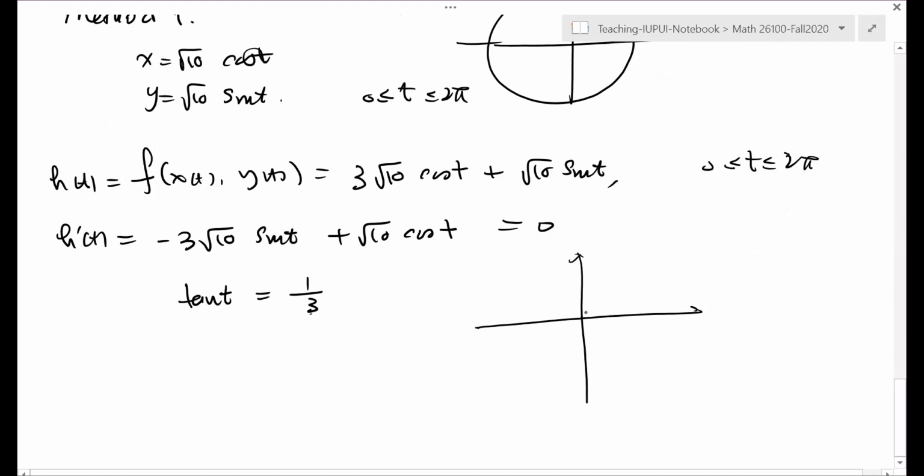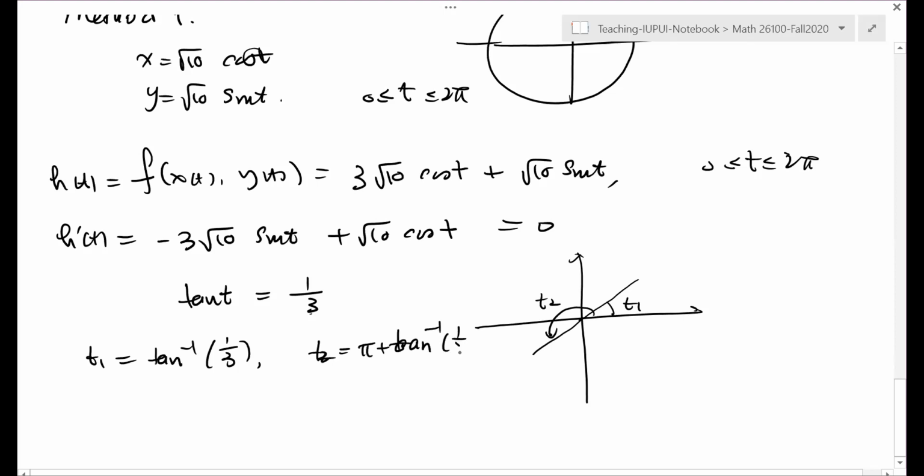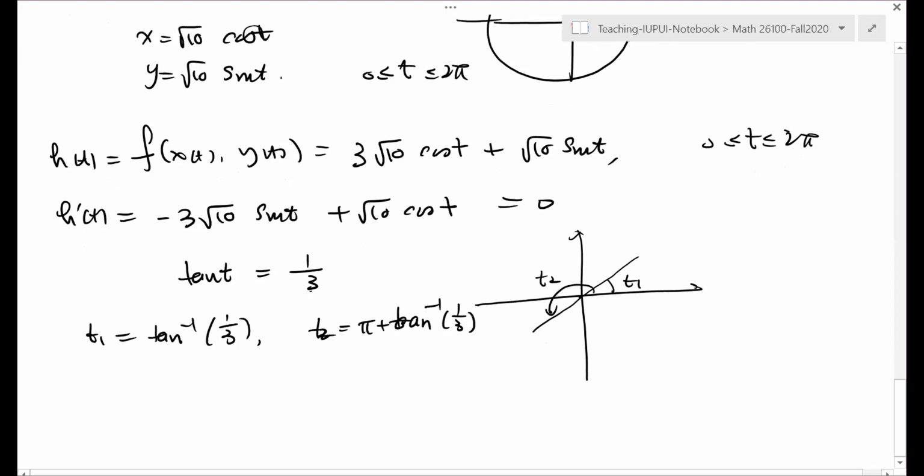All the solutions t where tangent t is positive. I think there are two angles here. One is T1, another one will be T2. There'll be two solutions. So T1 is arctangent 1/3. T2 is going to be pi plus arctangent 1/3.